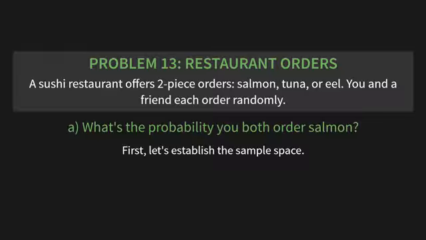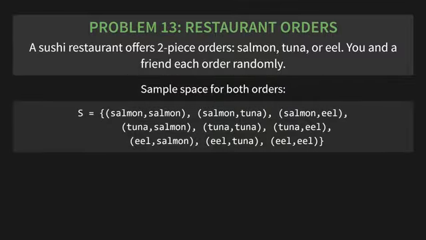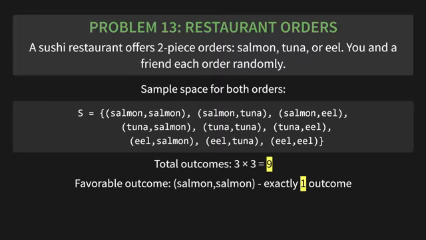Well, let's think about this systematically. Each of you has 3 choices and you're both ordering. How many total ways can this play out? Check out this systematic listing. Think of it like a grid. You've got 3 choices, your friend's got 3 choices. That gives us 3 times 3 equals 9 total possible outcomes.